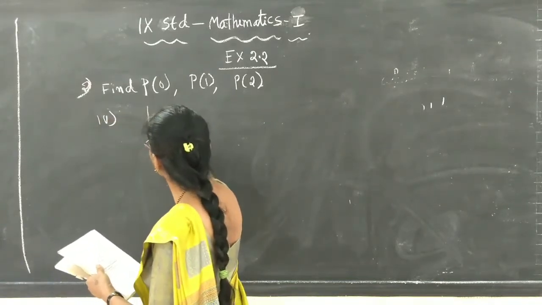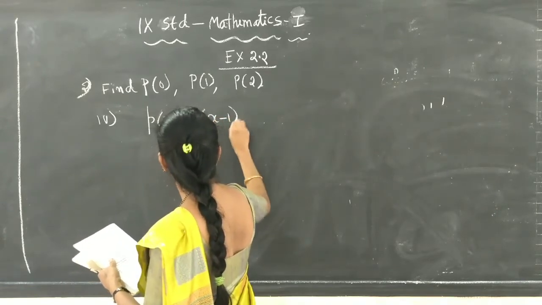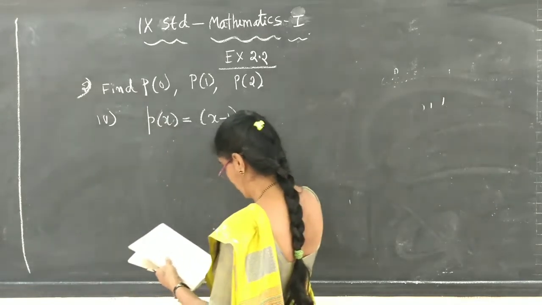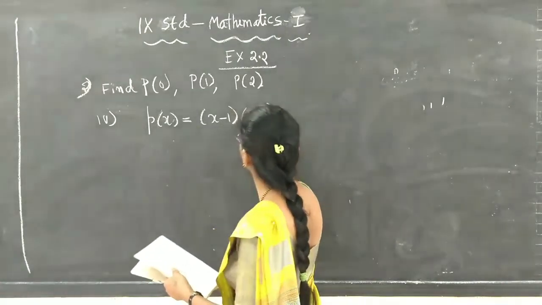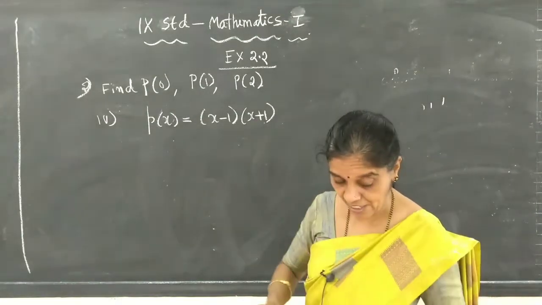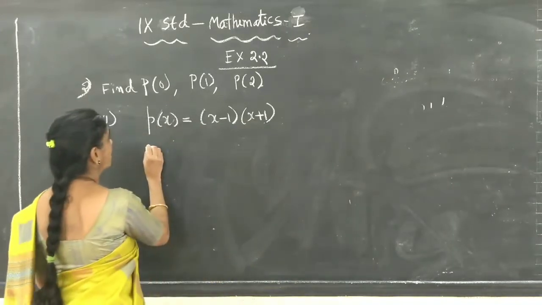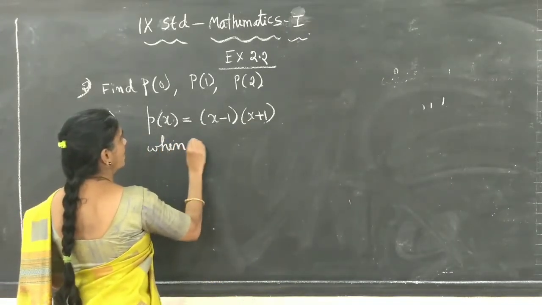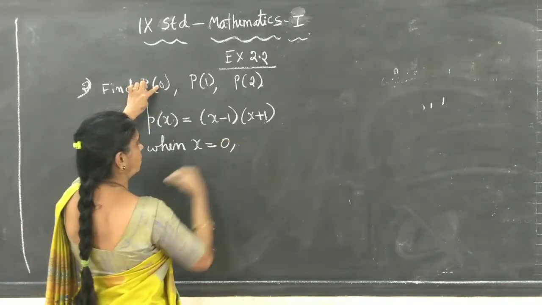The polynomial P(x), the variable is x here, is equal to (x minus 1) into, they have given it in the bracket, (x plus 1). Now what is the value? We will find out in 3 cases, right? Now the first one is when x is equal to 0, x value you have to take 0.